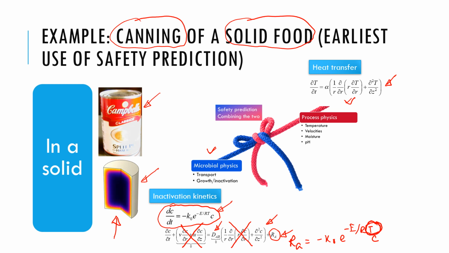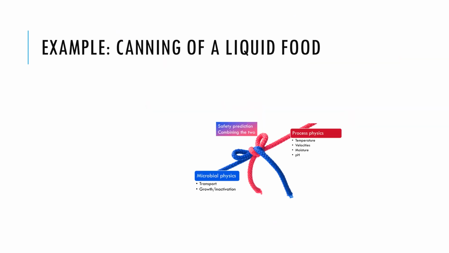So this is an example of the physics framework for safety. This is the safety prediction framework example that combines the physics framework for bacteria, here this one, with the physics framework for the process. Here we consider the second example as we move up in complexity. So here we consider the canning of a liquid food.